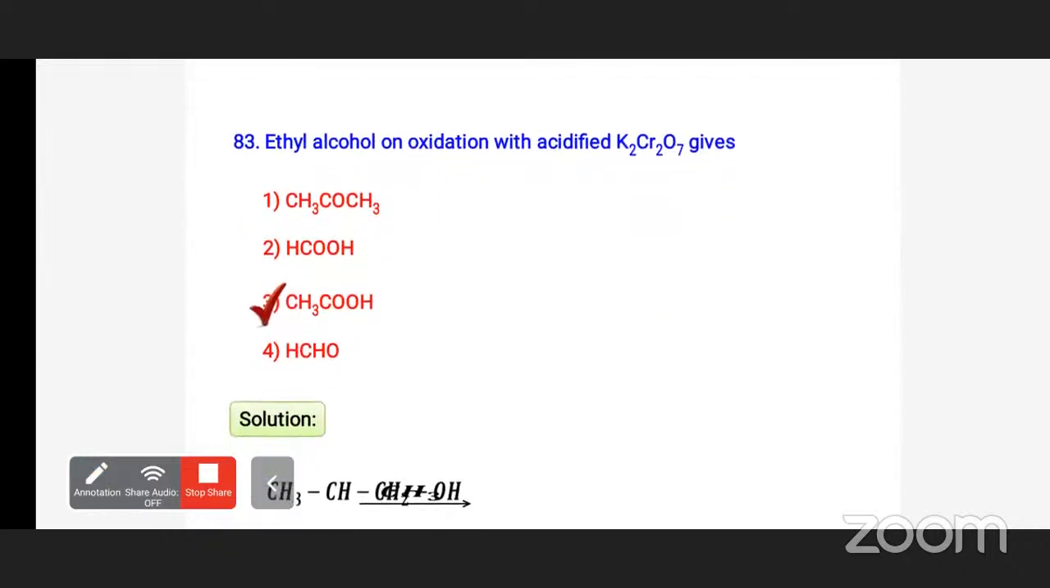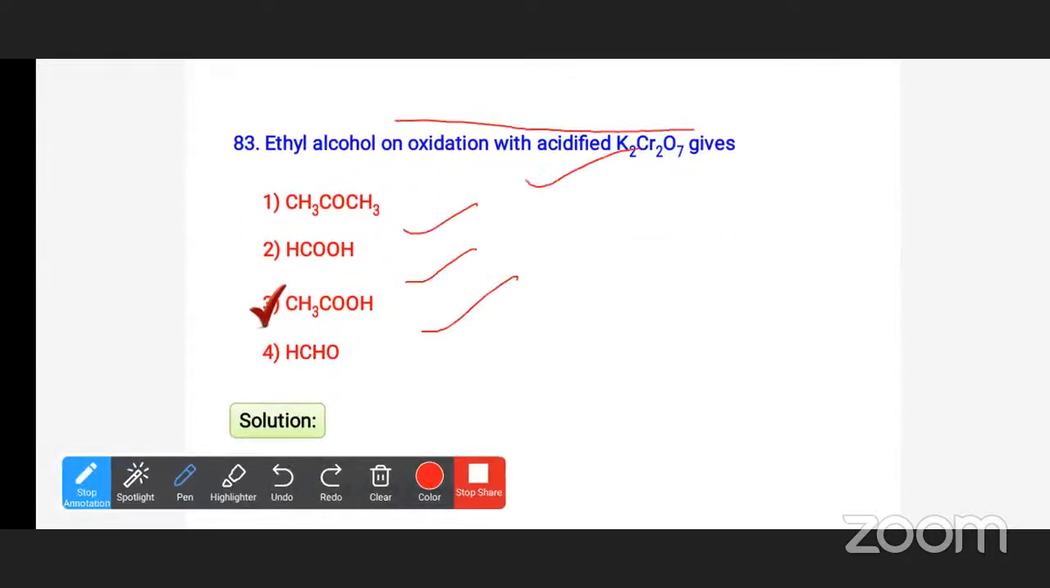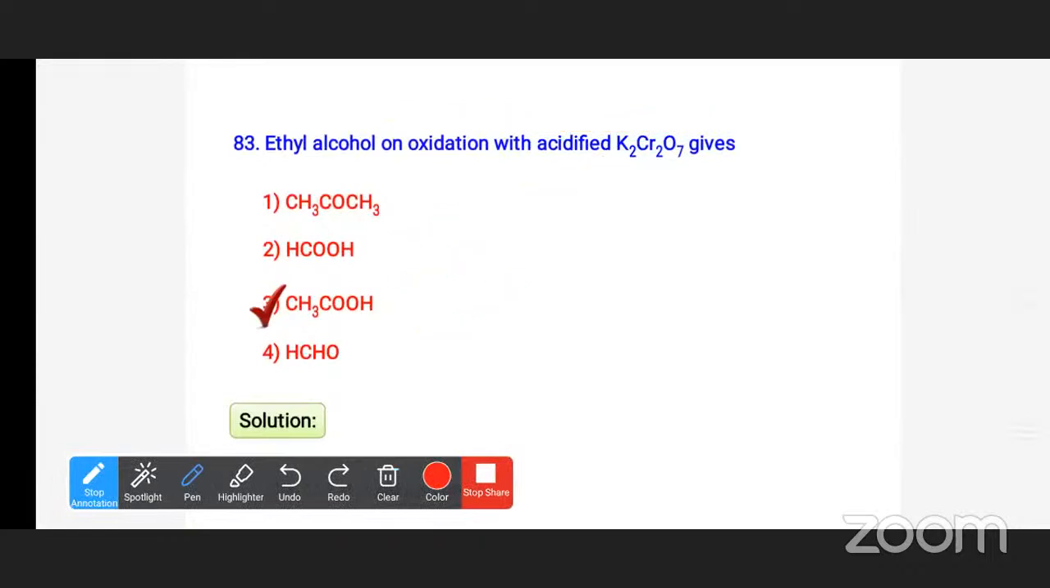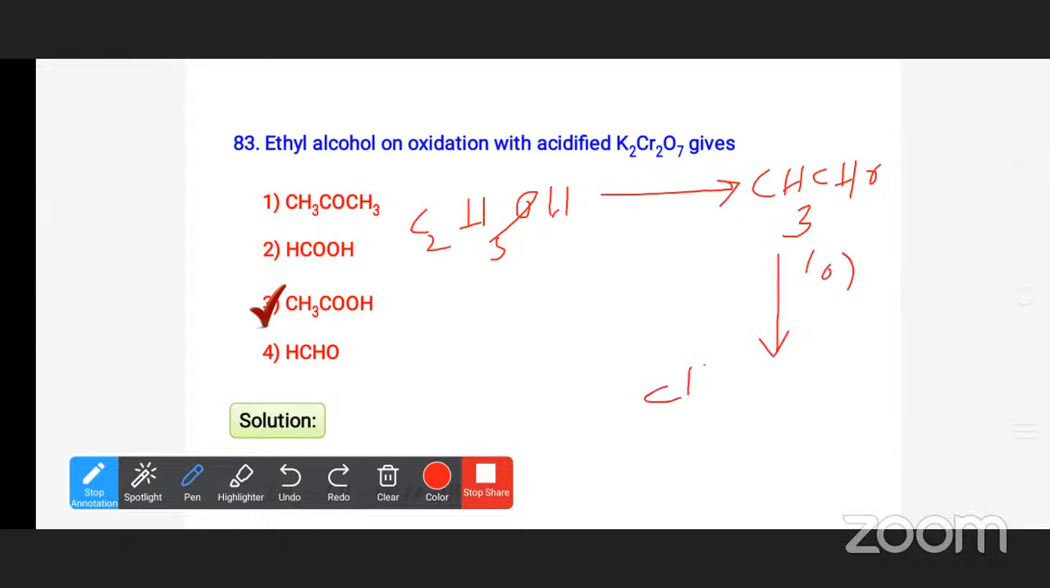Ethyl alcohol oxidation with acidified potassium dichromate K2Cr2O7: first of all aldehyde is formed, and then acetic acid, CH3COOH, is formed. The third option is the right option. So C2H5OH, ethyl alcohol, in the presence of K2Cr2O7 forms acetaldehyde, CH3CHO. CH3CHO is then oxidized to form CH3COOH, acetic acid. So the third option is the right option.